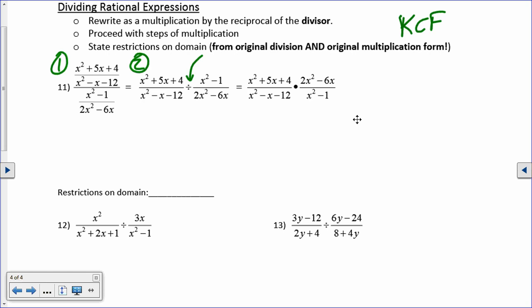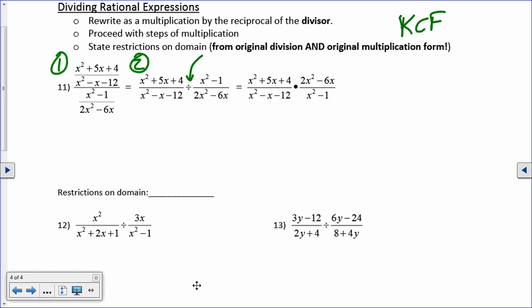So it's essentially a multiplication question. All you have to do is flip the second fraction and turn it into multiplication. Then you proceed the exact same way that we did on the previous page. Either way that they present it to you, whichever way, you turn it into multiplication.